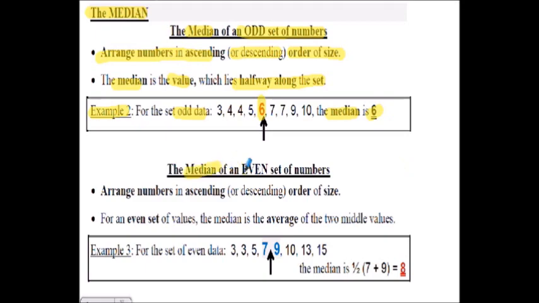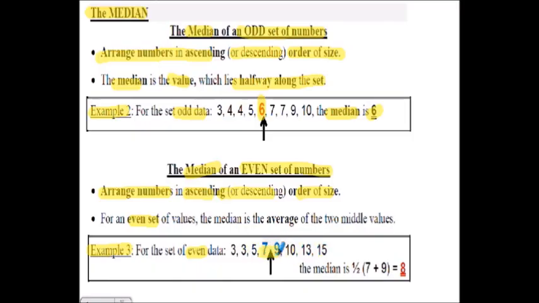When I'm looking at the median for an even set of data, we need to be a little bit more careful. We still need to arrange the numbers in ascending or descending order of size. We still need to do that. But with an even set of data, there are actually 2 numbers in the middle. So in example 3 here, we're given an even set of data. We've got 8 items in the data, 1, 2, 3, 4, 5, 6, 7, 8.